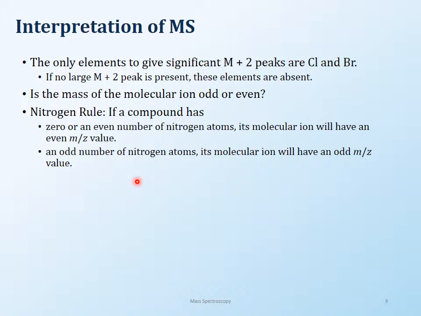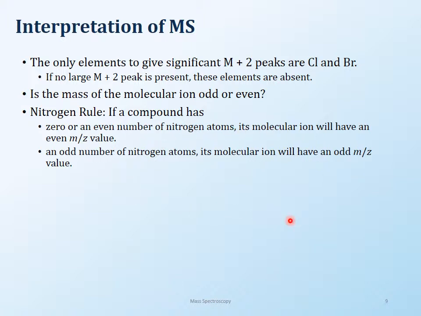So the first thing you have to see is what kind of peaks are present there. If you have an M+2 peak, then maybe you have chlorine or bromine. Look at the ratio of those peaks. 1:3 is for chlorine, 1:1 is for bromine. So if you see those two, those are your clear markers for chlorine and bromine in there.